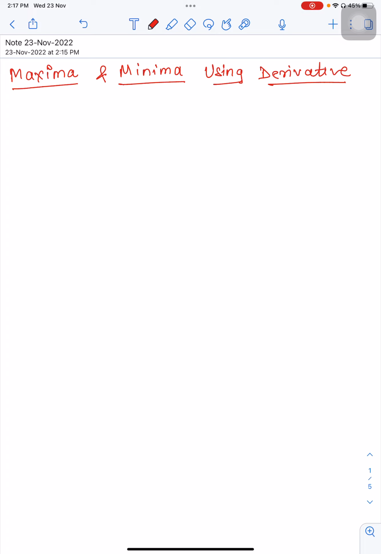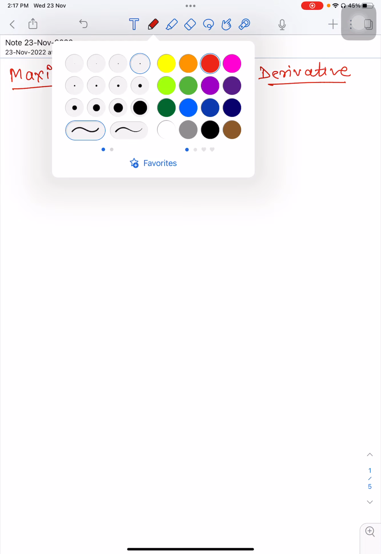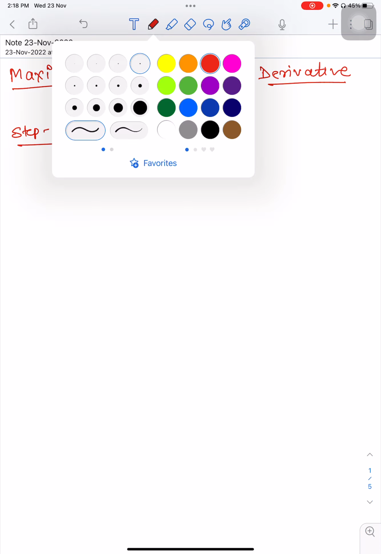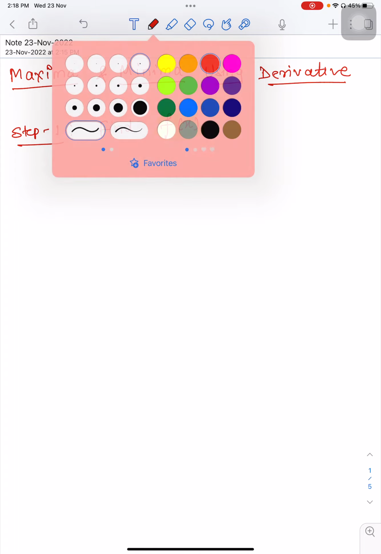We'll try to write all the steps which will help us to find maxima and minima. Let me write the first step. Step 1 says: find the function which you want to maximize or minimize. So find f of x, the function which has to be maximized or minimized. First try finding f of x. कुछ problem में f of x दिए रहेंगे, so then there's no issue. But if f of x is not given, then we need to find f of x using the given condition.